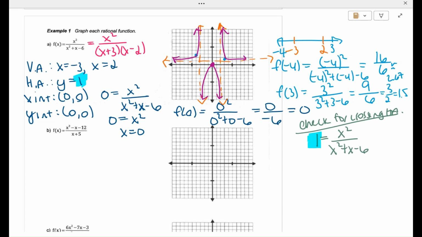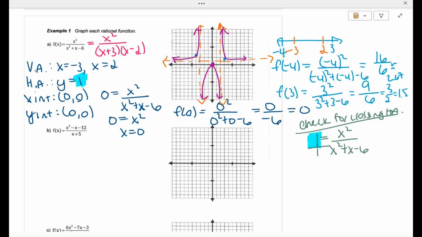So my goal here is to solve for x. Now, if I solve for x and I actually get an x value, that's the point where it crosses the horizontal asymptote. But if I try to solve for x and I get an undefined answer, like for example 2 is equal to 6, well, then it doesn't. Then it's undefined. It does not cross the horizontal asymptote.